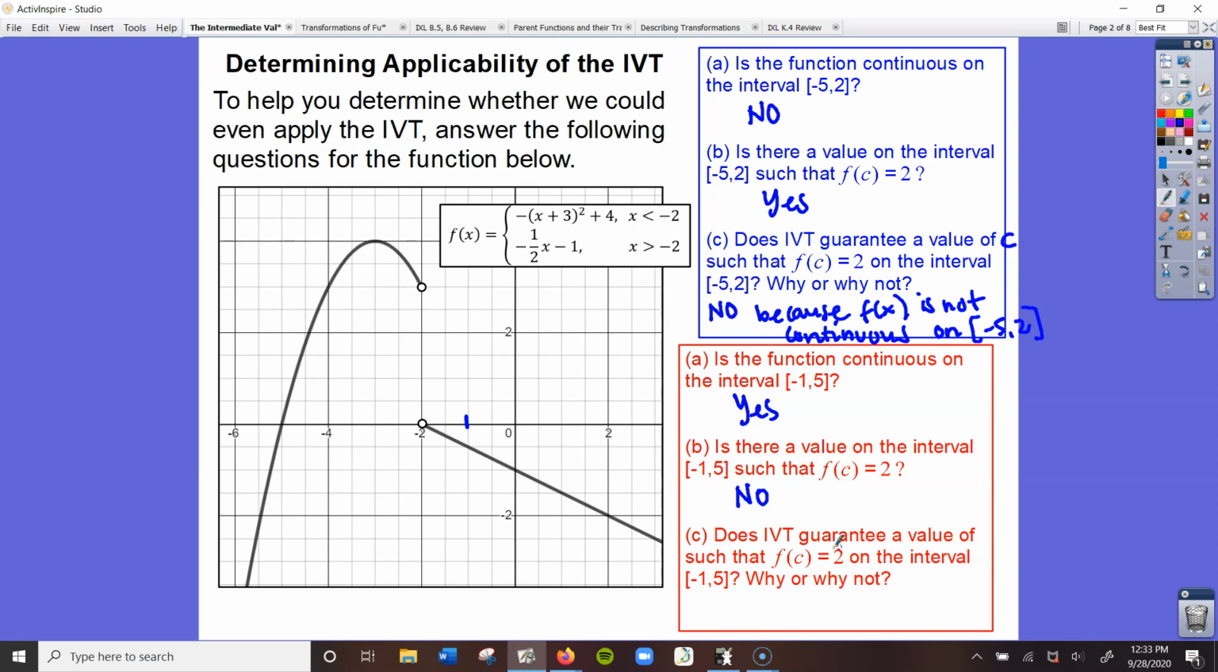Now, does IVT guarantee a value of c, again I forgot the c, such that f of c is equal to 2 on the interval -1 to 5, we would say no, we cannot use IVT. And this is because f of c equals 2 is not between f of -1 and f of 5.